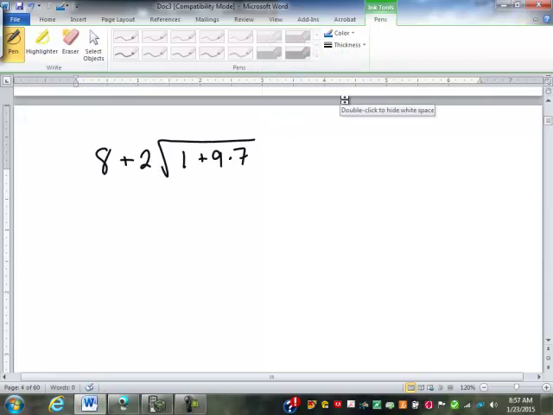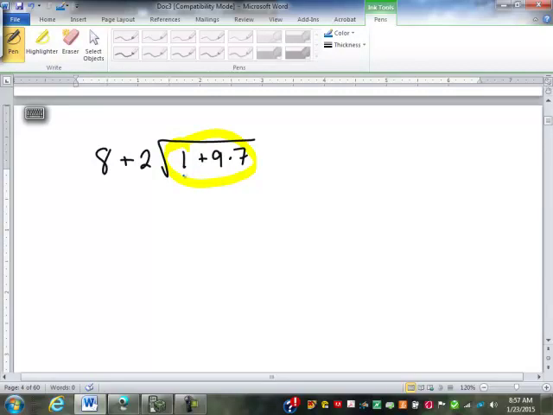Looking at this, we see the square root symbol. But in this case, that square root symbol is also acting as something else. It's also an enclosing symbol because it is separating this part of the problem from the rest. So we have to work inside that square root symbol first.